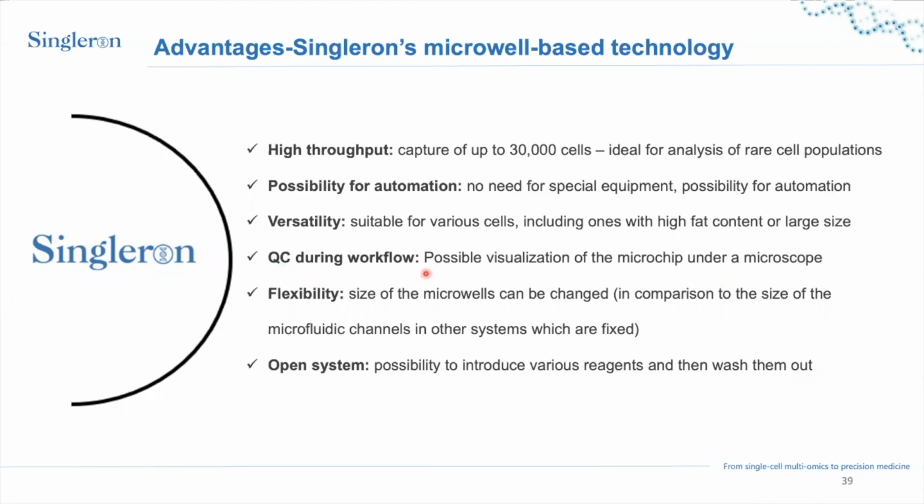And the thing that I like most is the QC during the workflow. Let's say you partition your cells and you see that cell loading wasn't good, so you can reload the cells. Or you did the beads and it wasn't enough, so you can do it again. All you need to do is take your microchip and look at it under a microscope. It is that simple. You don't need complex instruments to scan it or to visualize it.